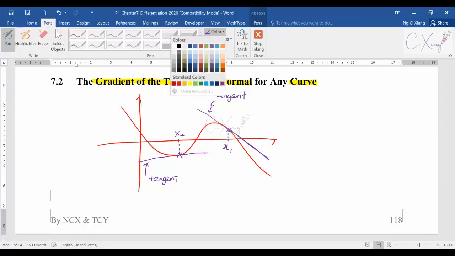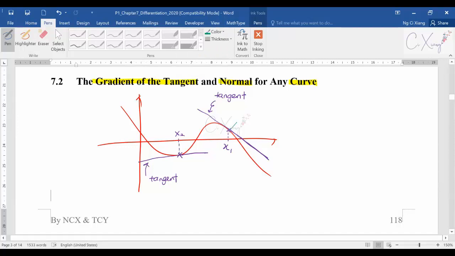At the same time, if you have another line that passes through x1, through the particular point, and it is 90 degrees to the tangent, this particular line we call the normal. So when they talk about the tangent of a curve or the normal of a curve, this is what they mean. The same thing happens: you have a lot of different normals. As an example, for x2, you have the tangent here, then the normal is a line that passes through x2 and is 90 degrees to the tangent. So we call this the normal of the curve at x2.